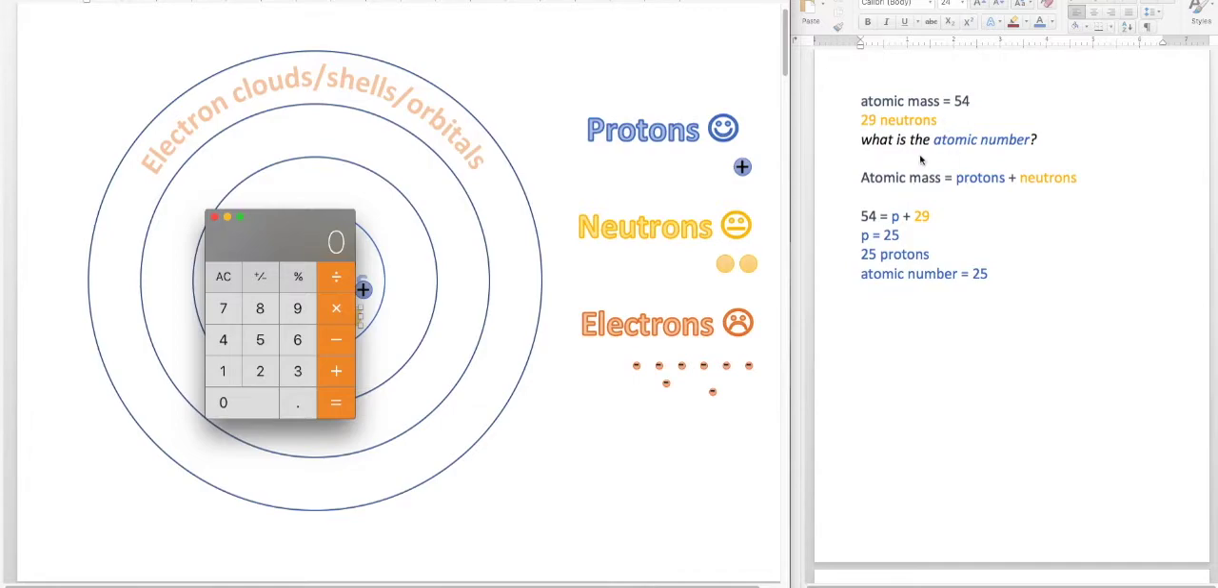So if we plug this into our equation, atomic mass is protons plus neutrons, then we've got 54 equals unknown number of protons plus 29 neutrons. So we're going to subtract 29 from both sides. So 54 minus 29, and that gives us 25. So if we have 25 protons, then our atomic number is 25.